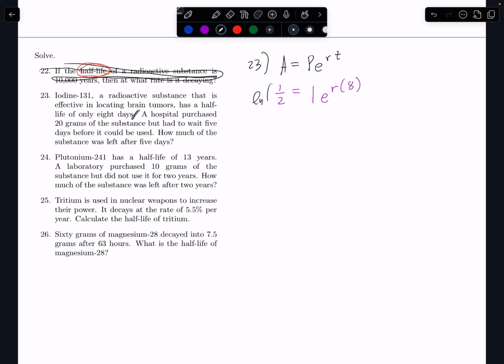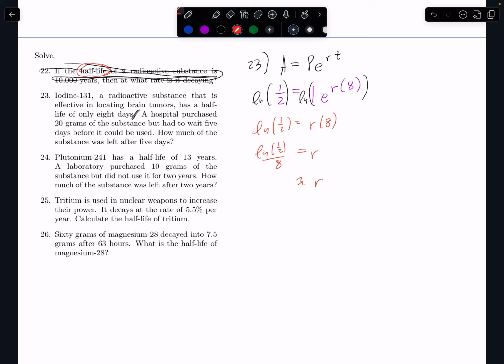And the strategy is the same. I take natural log of both sides. And the left is going to give me natural log of 1/2. The right undoes it. It's going to give me r times 8. Divide by 8 on both sides, I get r is equal to ln of 1/2 over 8. Let me type that in.